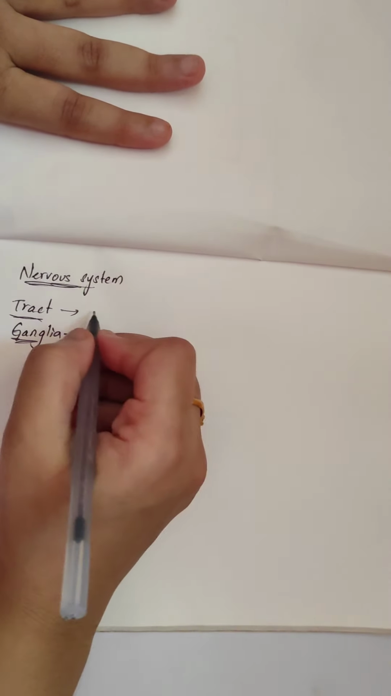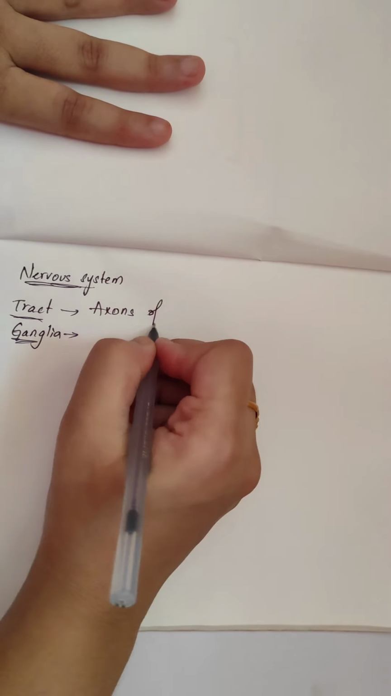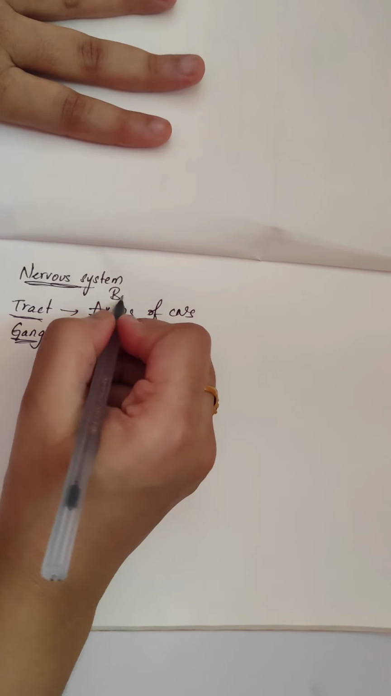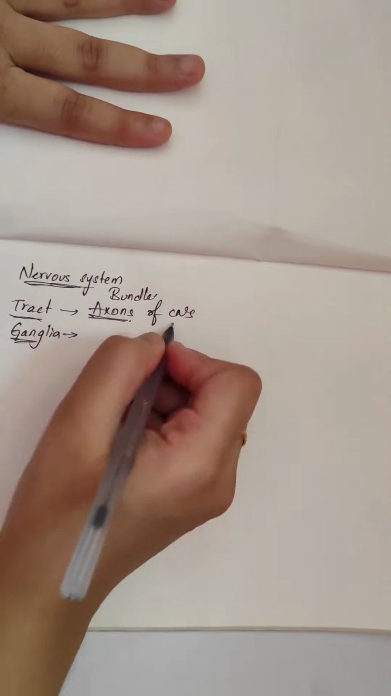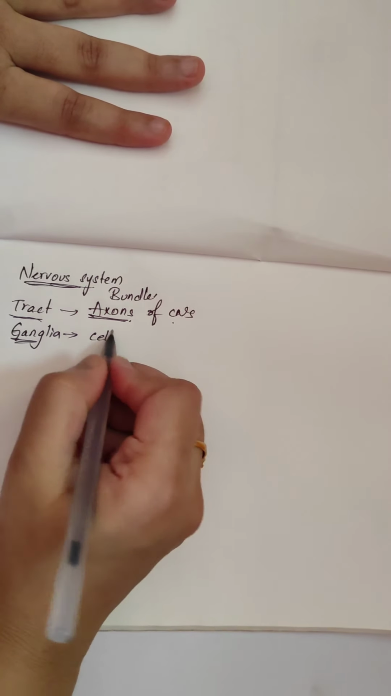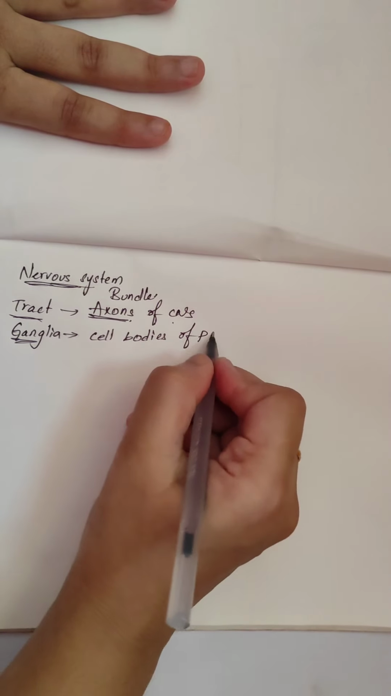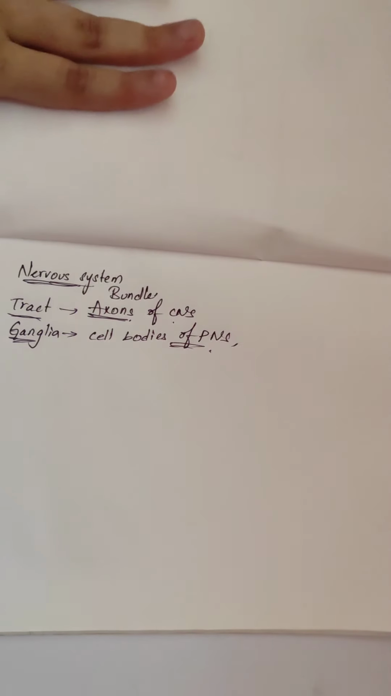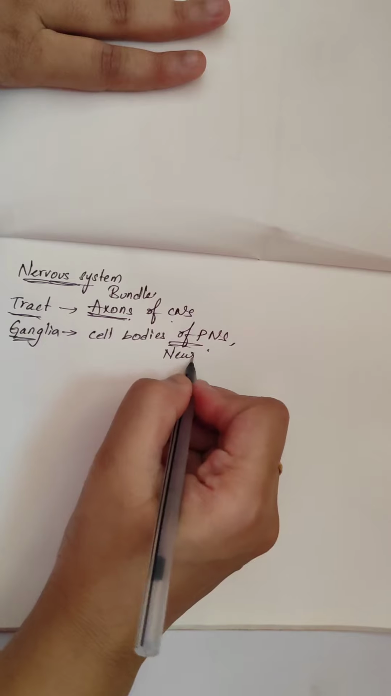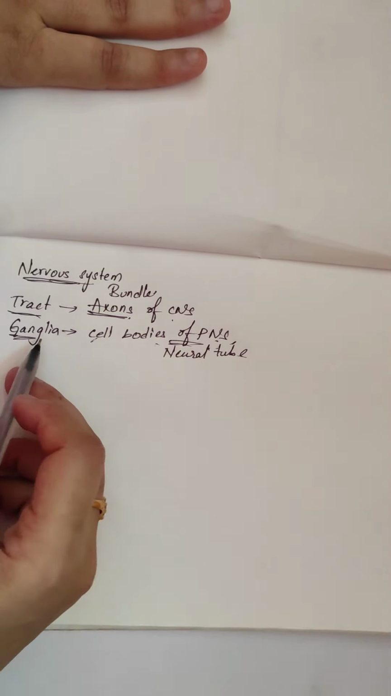And what is a tract? Tract is nothing but axons of the CNS. And not only axons, it is a bundle of axons of the CNS. This is a tract. And what is ganglia? Ganglia is nothing but cell bodies of the PNS, that is, cell bodies which grow outside of the neural tube. We will come to this term later, but for now, cell bodies of the PNS are ganglia.